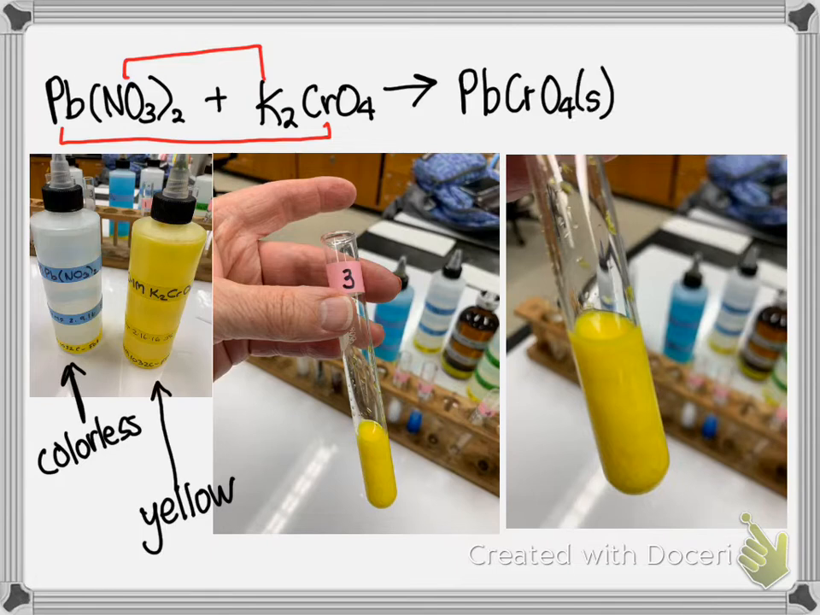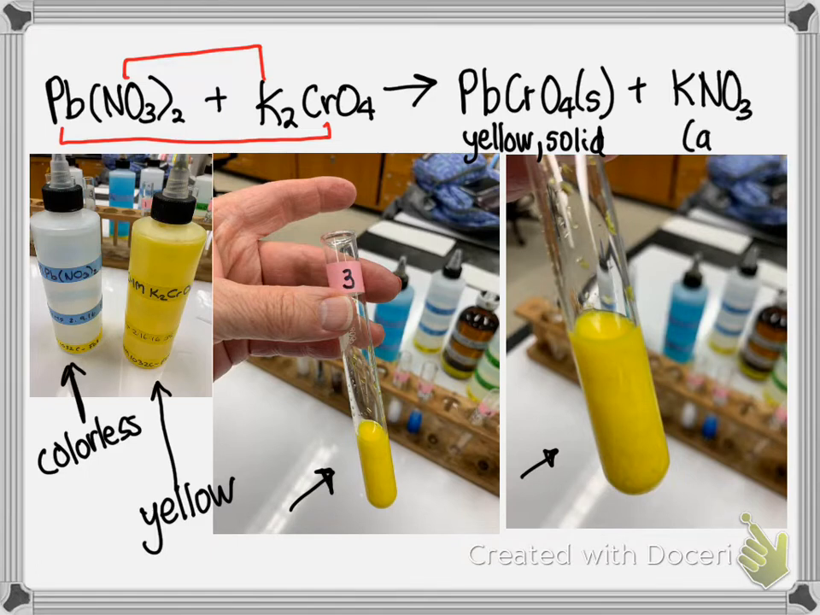forms a solid. And if you look here or you look there, and if you let it sit for a while, the solid settles. But that yellow color is a yellow solid. And that is the lead chromate. And when you react it, what's left, the potassium goes with the nitrate. And this is in the solution, which remains colorless.